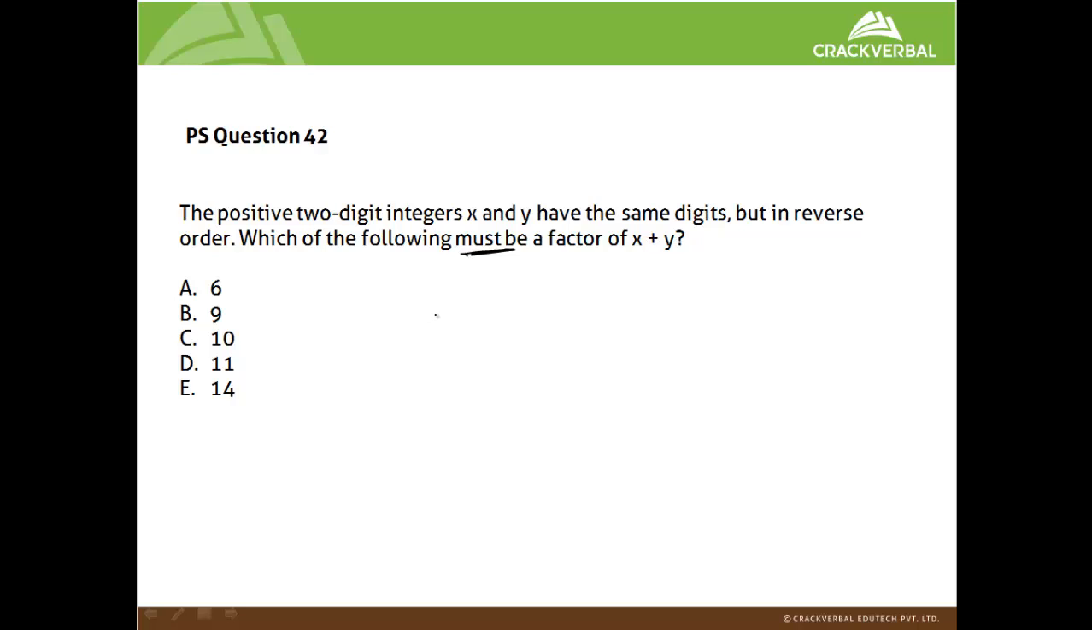They have given us two positive integers x and y. So let's plug in for x and y some two positive integers that have the same digits but in reverse order. For example, if x is 21, y would be 12. Otherwise, if you take x as 32, then y would be 23. Same digits but in reverse order. Since it's a two-digit number, you will have a tens place as well as the units place. The question is asking which of the following must be a factor of x plus y.